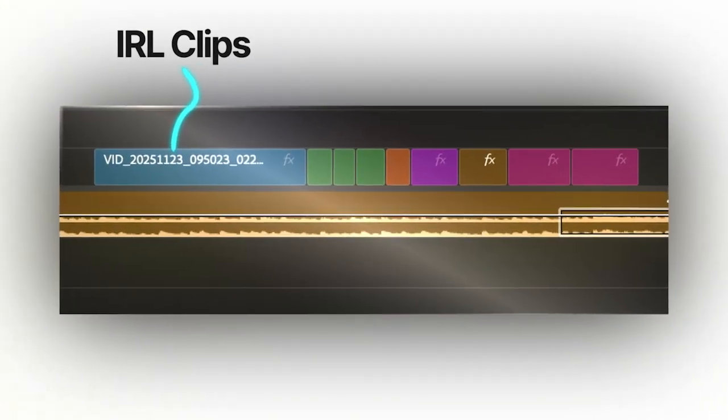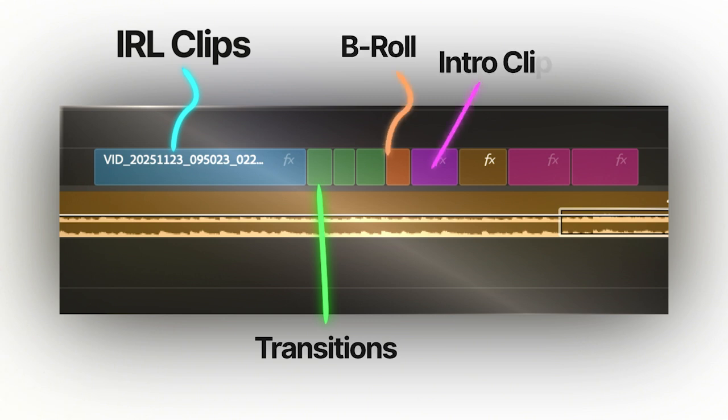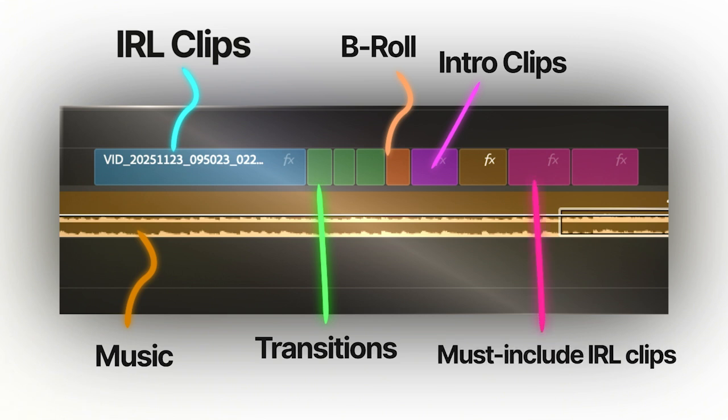I have a color coding system, and there are 6 different parts to this. I have IRL clips, which is essentially just Josh speaking to camera. Those are blue. I'll then have some transition shots, which are green. B-roll is mango, intro clips lavender, music brown. Finally, we have pink clips, which are ones which we must keep in the video.